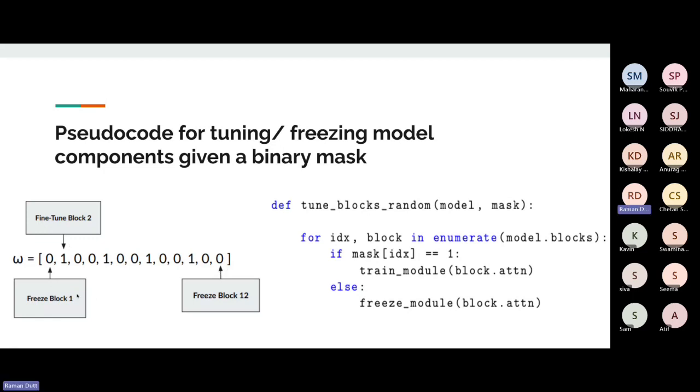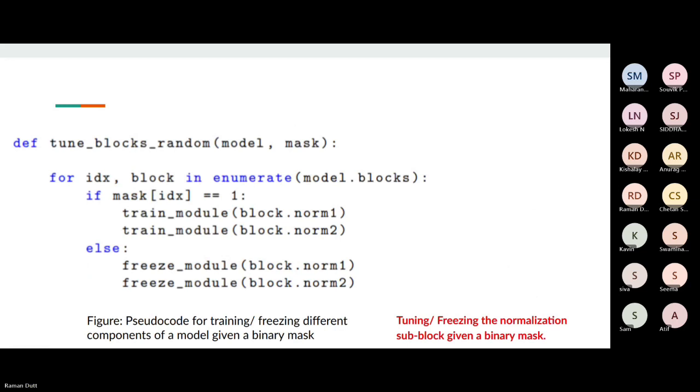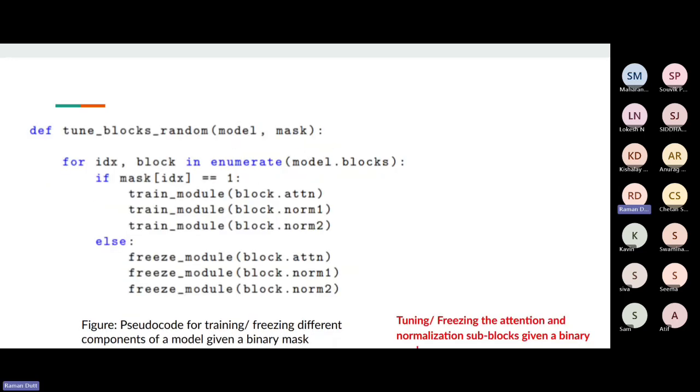Here I'm operating at the block level, but I can do the same thing for normalization layers. In this case, I'm doing train module block.norm1, train module block.norm2. Basically, if my mask element is 1, I will train the normalization layers, and if the mask element is 0, I will freeze the normalization layers. And I can do a mix and match of things. If the mask element is 1, I can train the attention and normalization layers together. And if the mask element is 0, I will freeze those things.